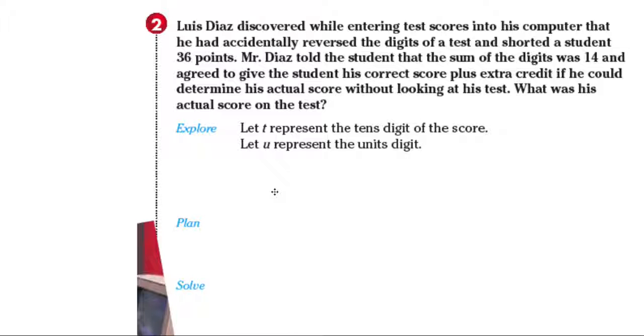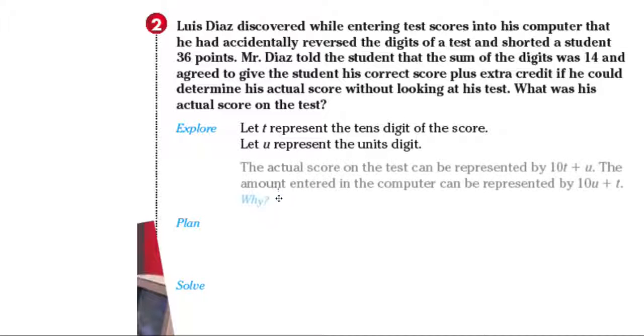Okay, so the actual score on the test can be represented by 10t plus u, because normally you would multiply the tens place by t and multiply the ones place by 1.